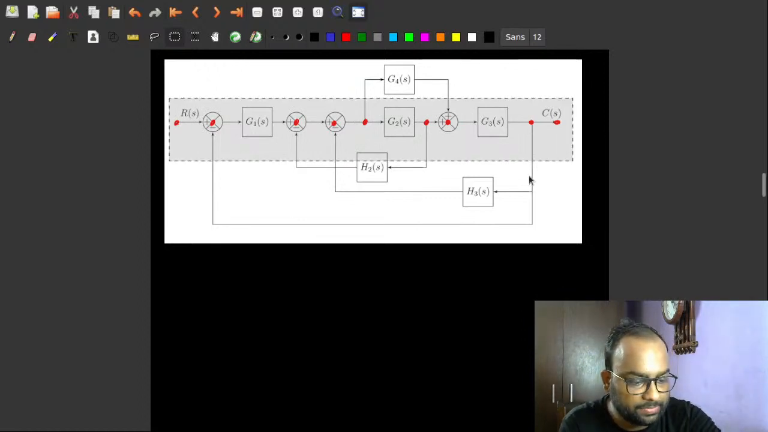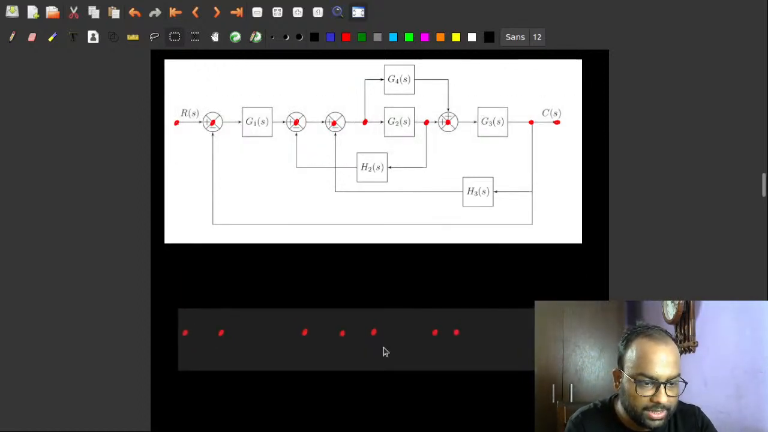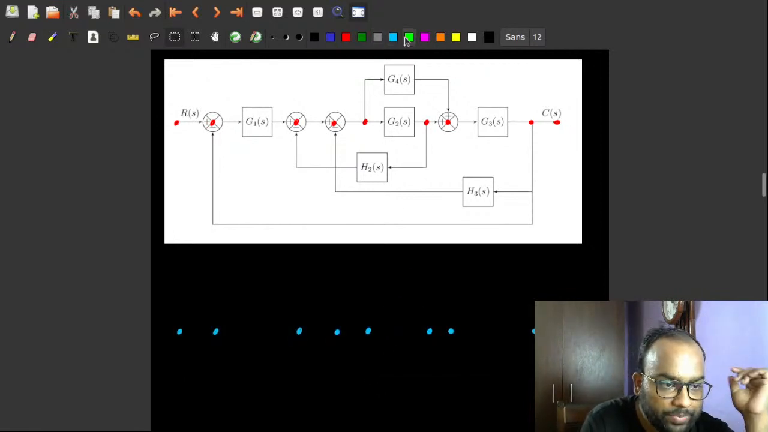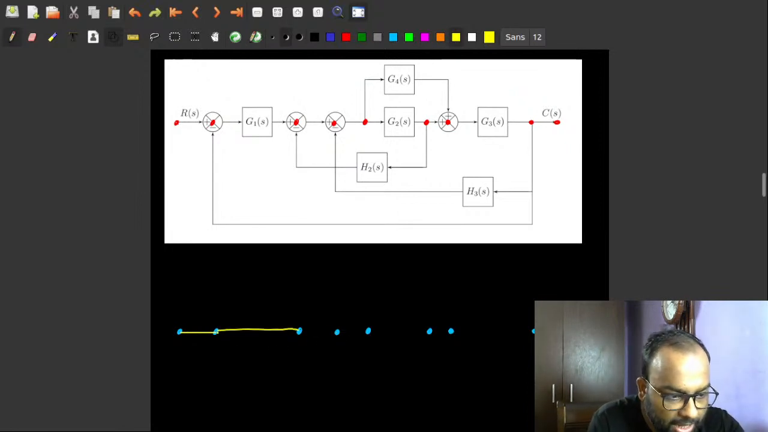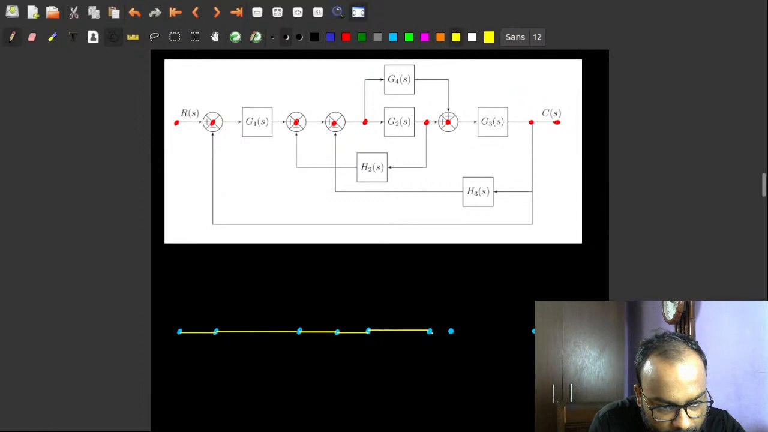So let me bring this. Okay, these are the nodes that I have drawn. All right, change of color. These are the nodes that I have drawn, so let's show the connections. There is a connection here between these two. There is a connection between these two. There is a connection between these two. You see, I'm drawing it very quickly. And once you are comfortable with these things, it will be very quick to actually draw these. Much easier than actually doing a block diagram reduction.